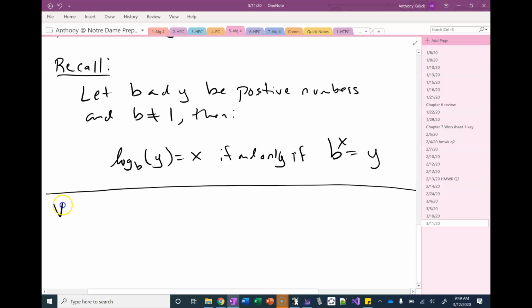Before we get going too much further, though, when we talk about logarithms, I want to introduce a little bit of vocabulary here and talk about how we can use our calculator to evaluate some logarithms.